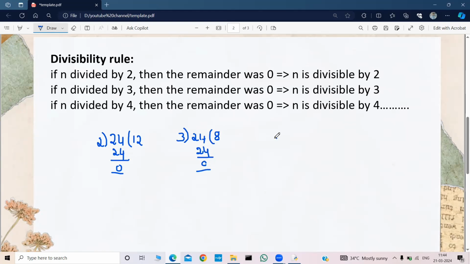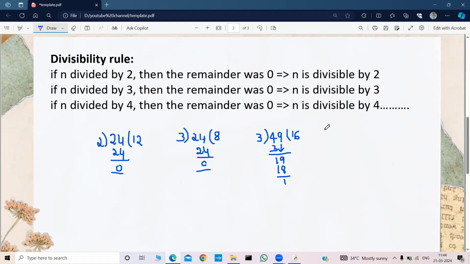Okay, let me take some other number. Let us say it is 49 and divide this number by 3. So 3 1s are 3, and 4 minus 3 is 1, and then bring down 9, making 19. 3 6s are 18, and the remainder is 1, right? So from this we can say that 49 is not divisible by 3, right?